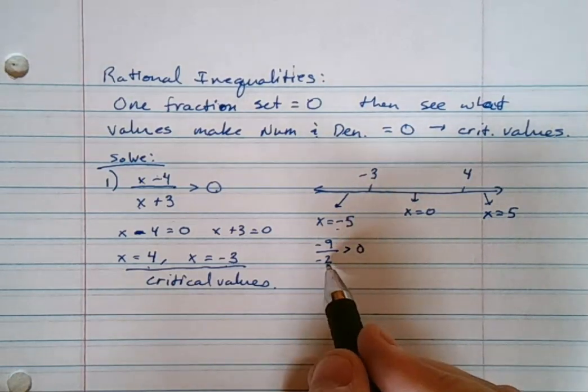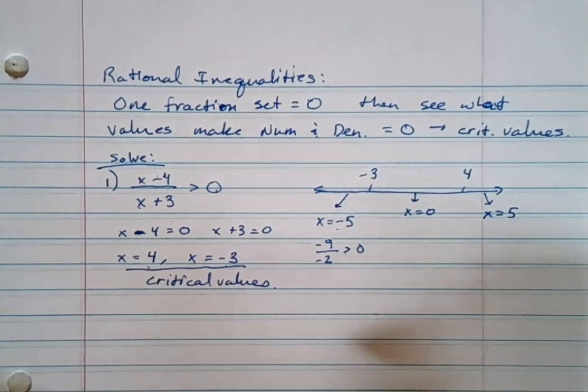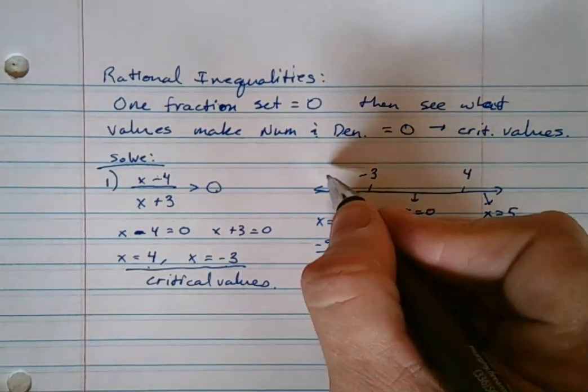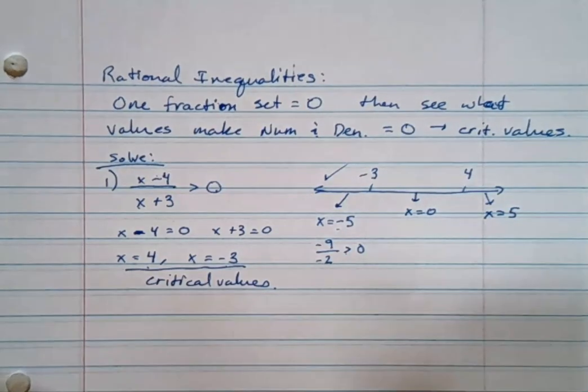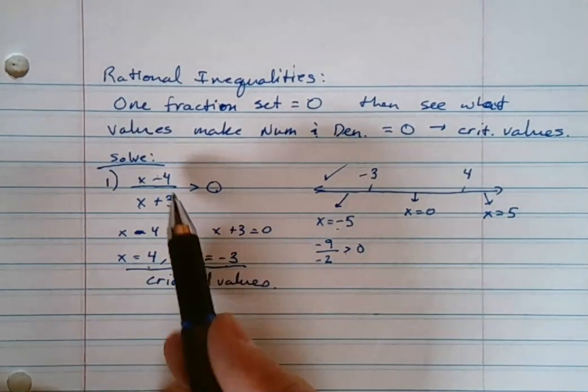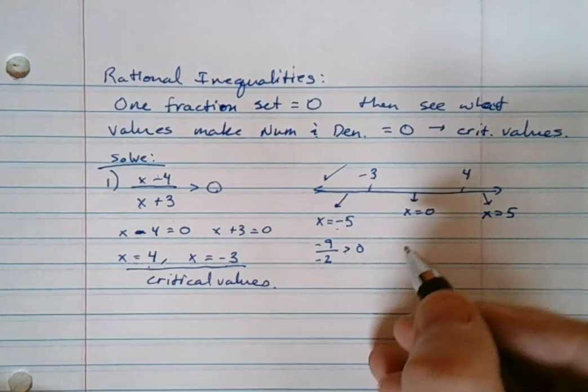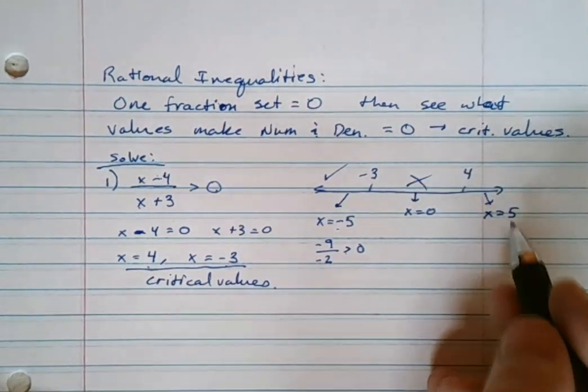Is -9 over -2 greater than 0? Well, -9 over -2 is positive 4.5. 4.5 is greater than 0. I put the check mark. Same thing for 0. We're going to plug these in. I get -4 over 3. That is not true.